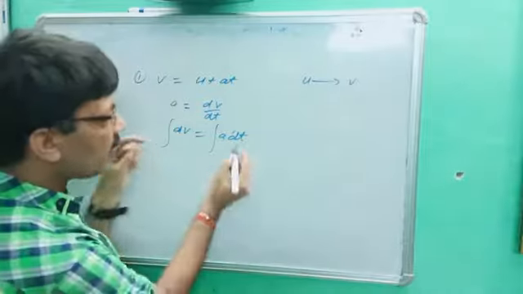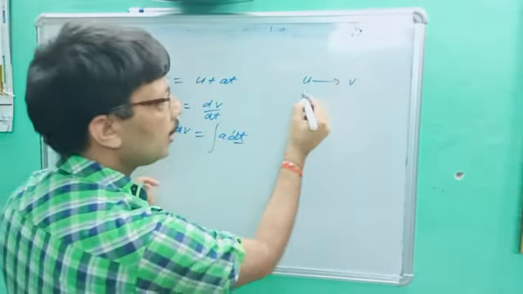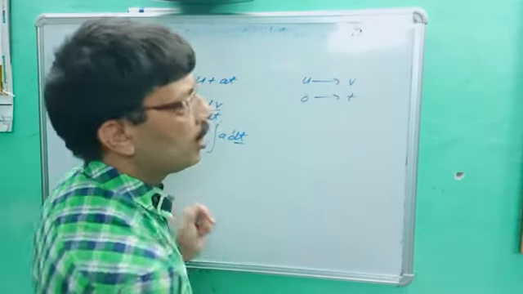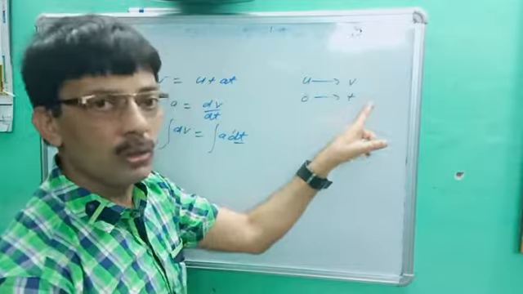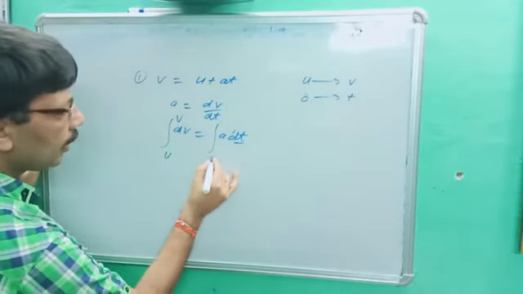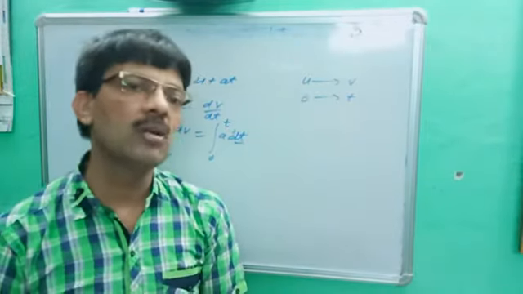What is the limit for time? Here it is dt, so you have to take the limit from time, not for a. The initial velocity is at 0 time, and the final time is T. Its limit will be from 0 to t. So the limit is U to V for velocity, and 0 to t for time. We have to integrate as a definite integration, which is already taught.